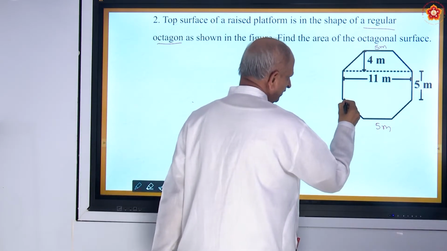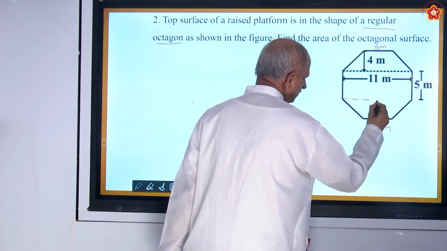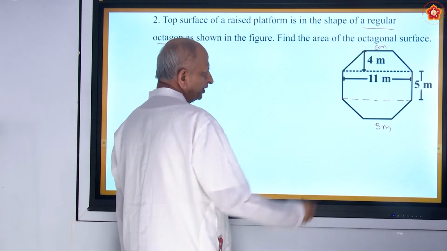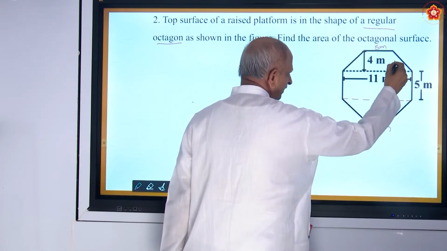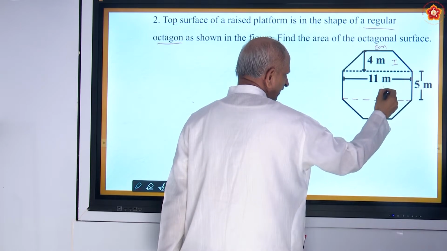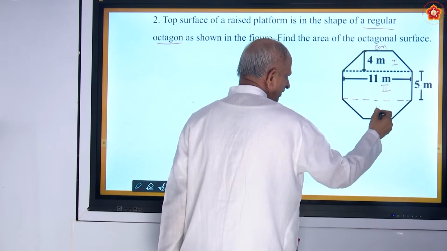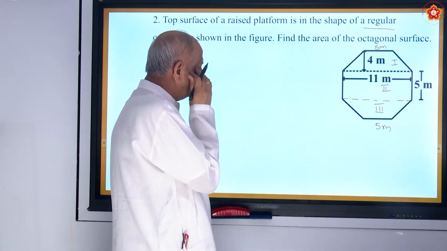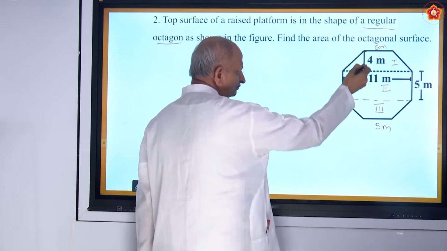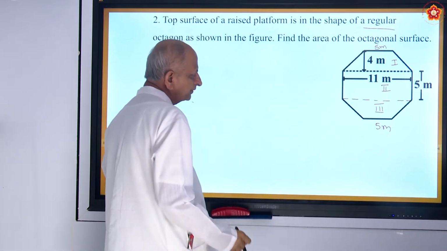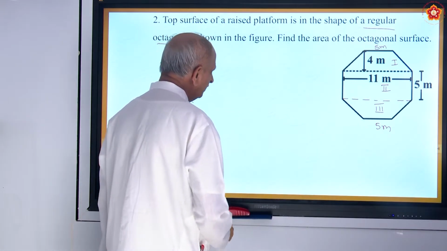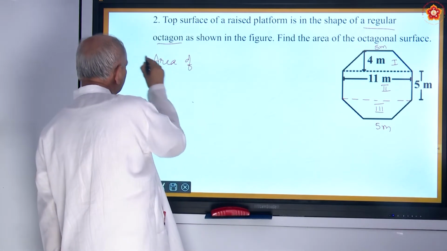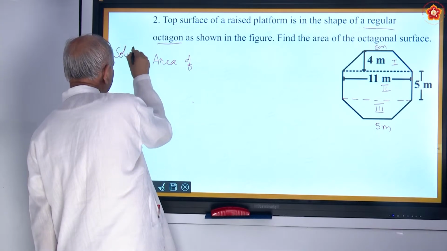To find that area, we have to draw one more parallel side. So this becomes a rectangle. So you have to find the area of this trapezium, the area of the rectangle, and the area of the trapezium again. And these two areas will be equal, correct? So we will confine it to 2 only. So area of octagon, we will make it shorter. So solution you can write.